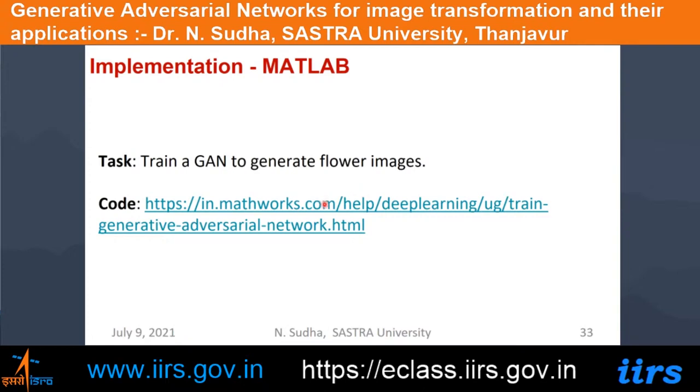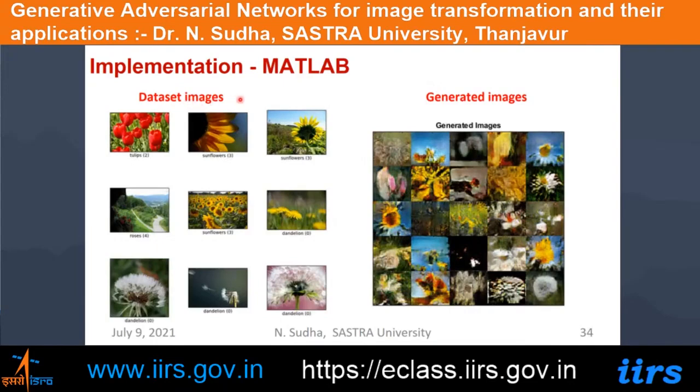In this implementation, the dataset has images of flowers. There is no class information given, just images of flowers, and the generated outputs look like this. They are somewhat close to flowers, but not quite. Maybe it takes more iterations to generate, or you may need a better network. The generator and the discriminator should be better networks.